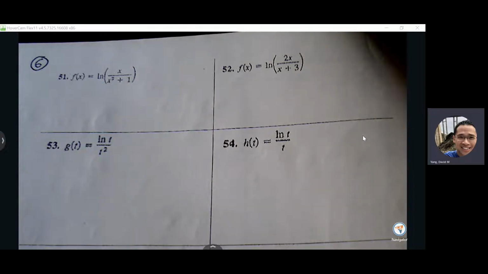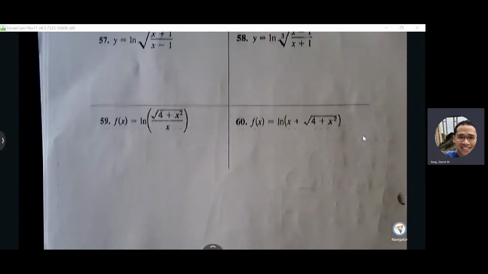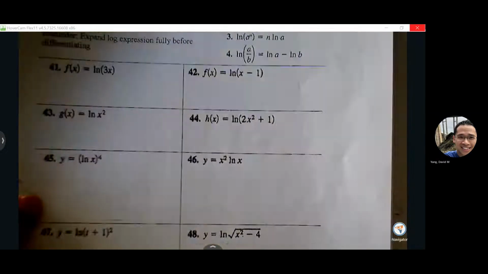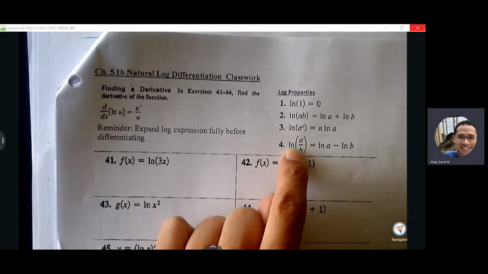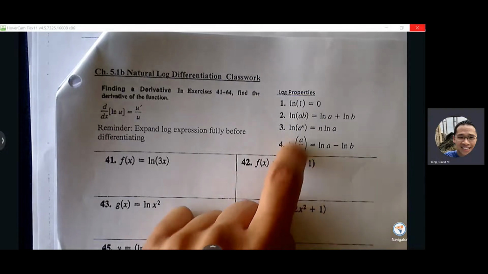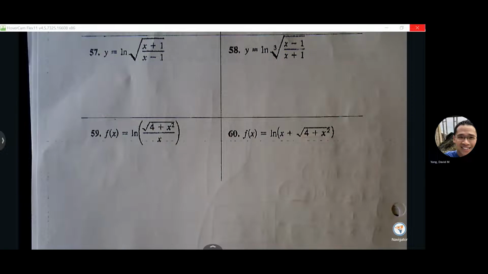Hey guys, page 6 in your packet. Let's review applying these properties. So we'll look at page 6, the last two problems there, 59 and 60. Okay, so we talked about how we can apply expansion properties before we apply our derivative rule, if there's a property for us to apply.